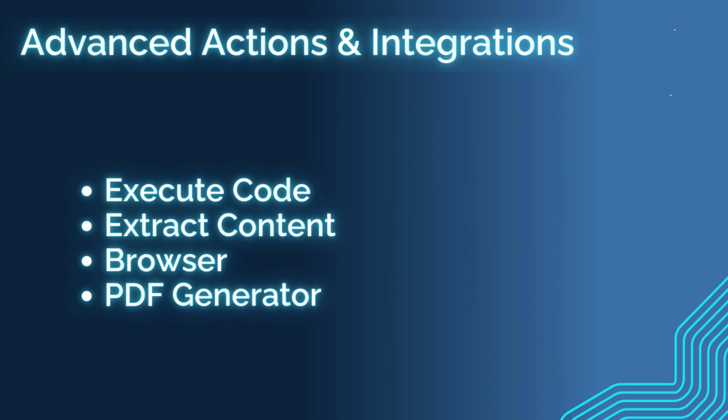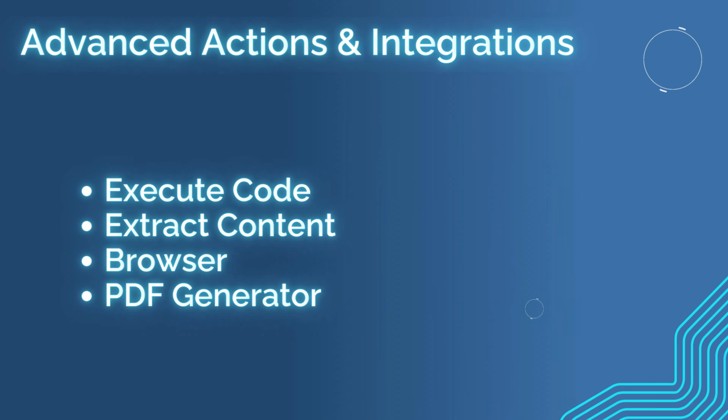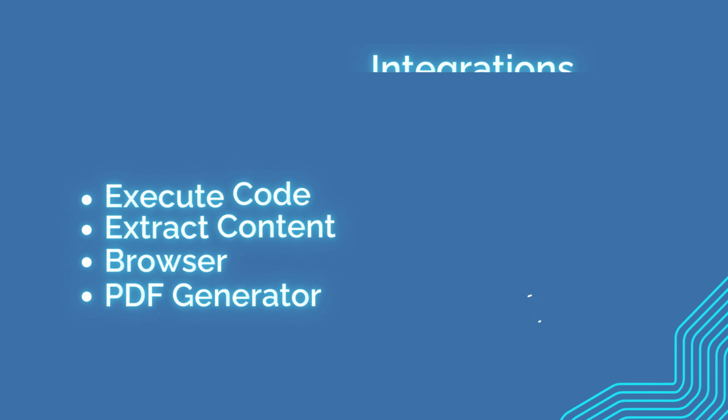Extract content can pull structured information like JSON from unstructured text. Browser allows your bot to perform automated actions on a website, like scraping data or filling out forms. PDF generator creates PDF documents from data within your workflow.